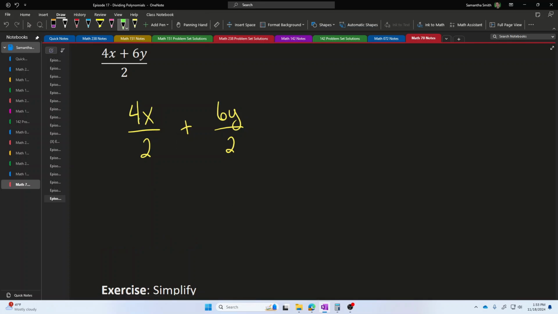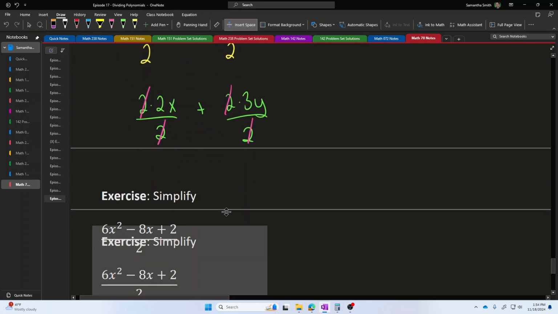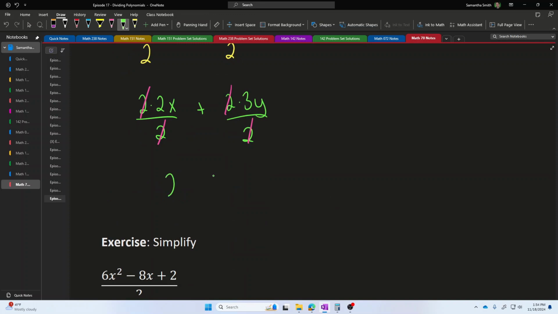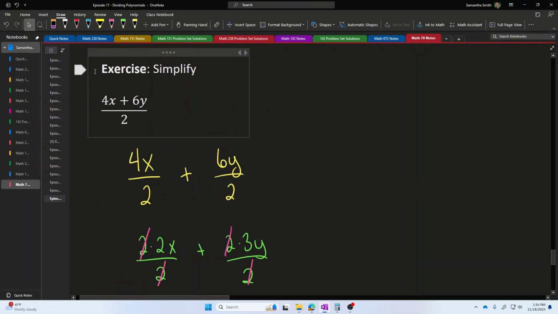Now, all I have to do is simplify each of these individual fractions one by one. Now, 4 in the 4x over 2, 4 is the same thing as 2 times 2. 6 is the same thing as 3 times 2. So in each of those fractions, if I cancel out this 2 that is both multiplied and divided, then looking at what I have left behind, I have 2x in this first term, 3y in this second term. 2x plus 3y would be the simplified version of this fraction. And to get that, all I did was divide each term in the numerator by 2, one at a time.